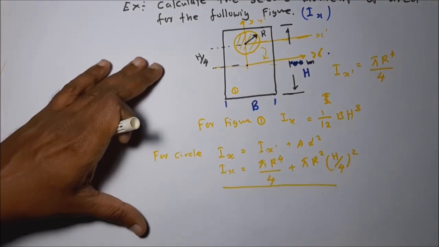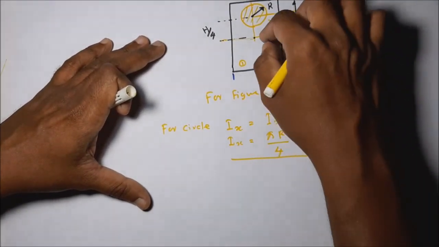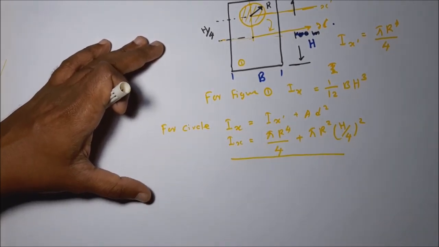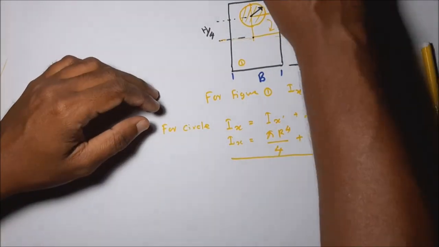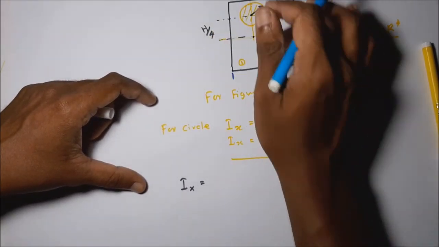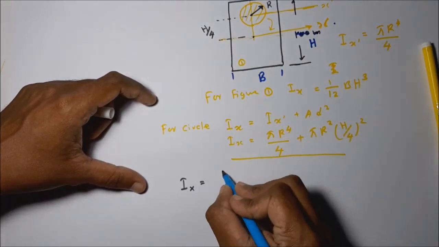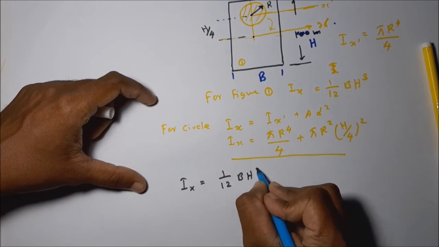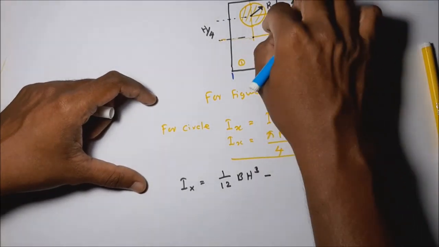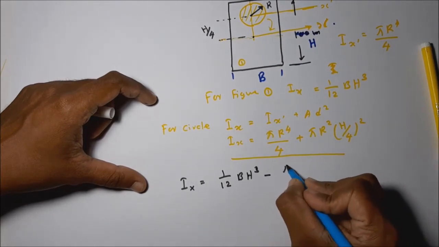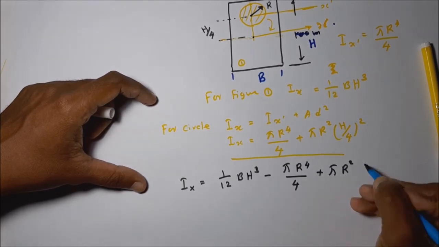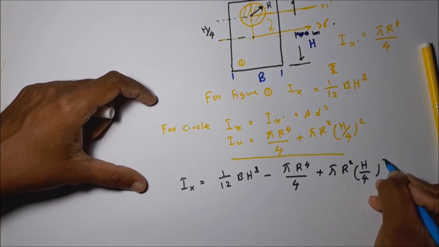Now both are about the same axis, so we can subtract or add as needed. The final answer for the entire figure, Ix, is equal to the entire rectangle around this axis, 1 over 12 b h cubed, minus the circular area's second moment of area after transferring to this axis, pi R to the power 4 divided by 4 plus pi R squared into h divided by 4, squared.